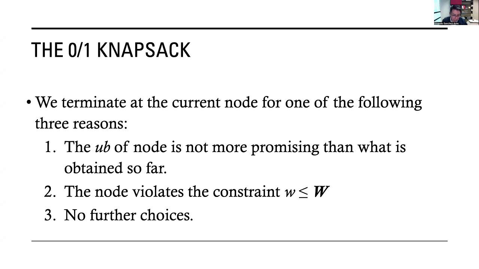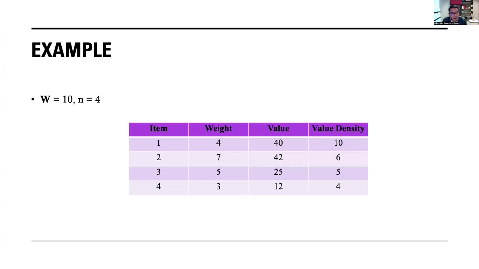And the third reason is because we are left with no further choices, because we cannot choose anything else. In that case, of course, we will need to stop. All right? So we will be checking these conditions every time.